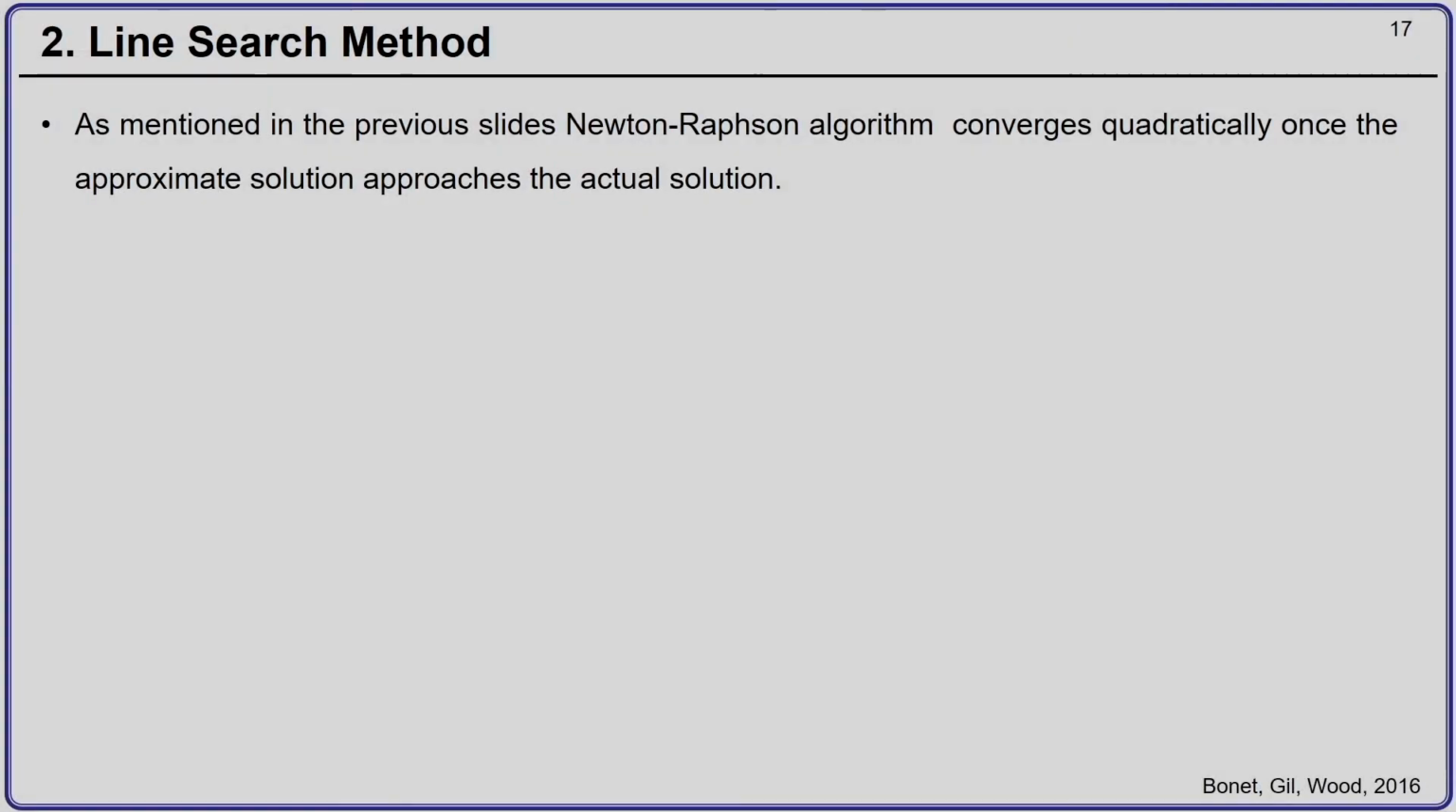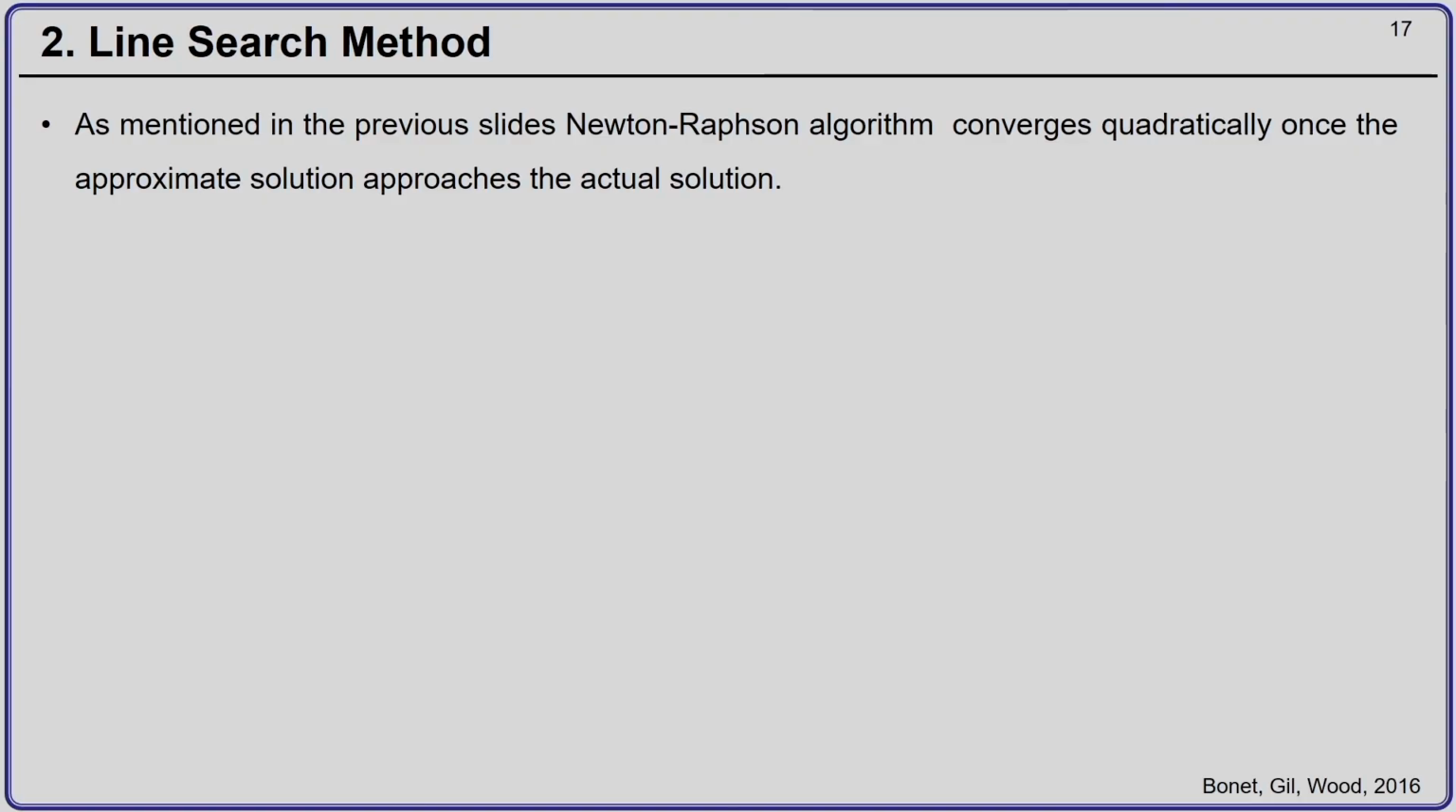So, when the Newton-Raphson method faces some convergence issues, we will employ a technique called the line search method to prevent the divergence of the algorithm. Now, to recapitulate, we have mentioned in the previous slides that the Newton-Raphson algorithm converges quadratically, once the approximate solution approaches the actual solution.